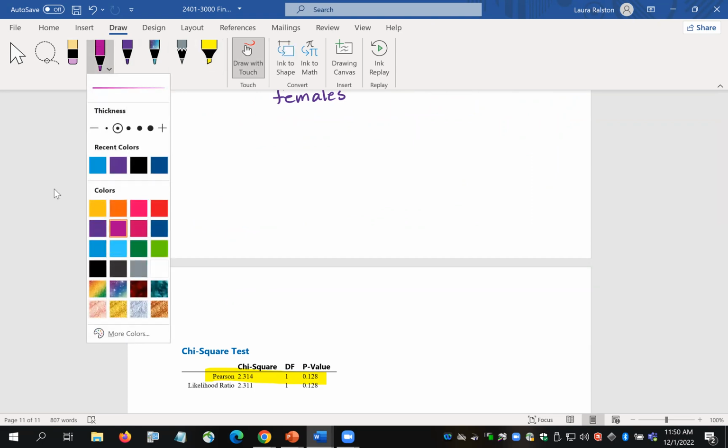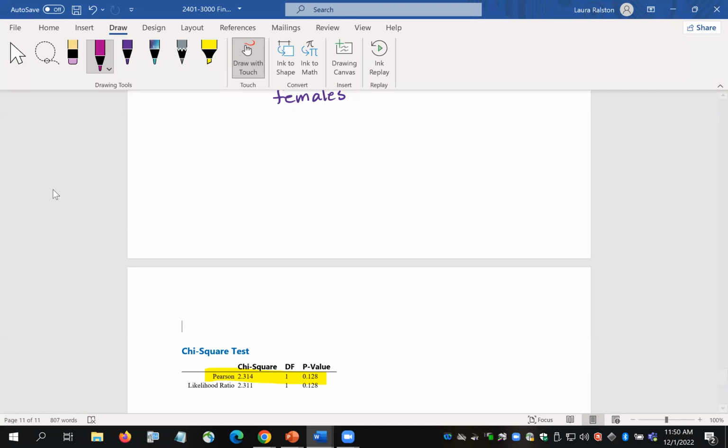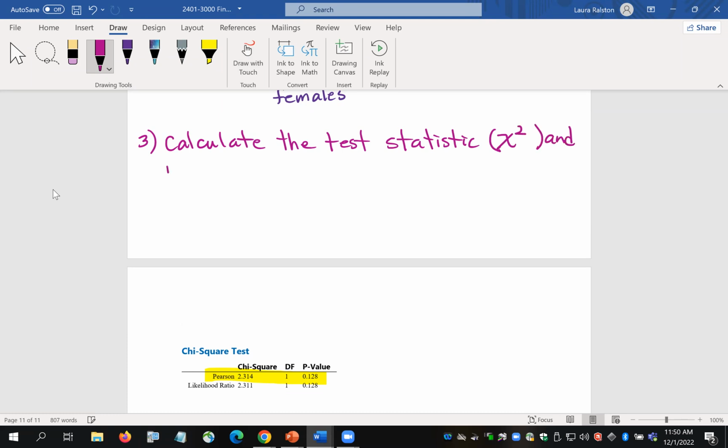Step 3 here, which I forgot to write a while ago but hopefully you know it by now, is to calculate the test statistic, which is chi-square, and its p-value. So my chi-square from Minitab is 2.314. My p-value is 0.128.